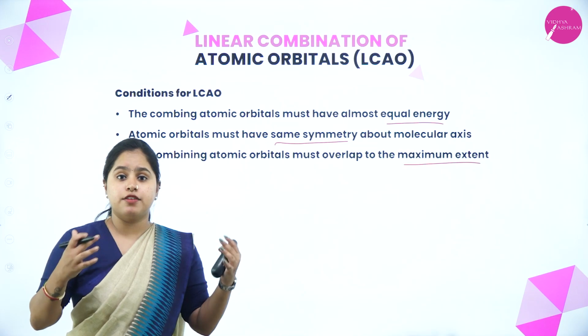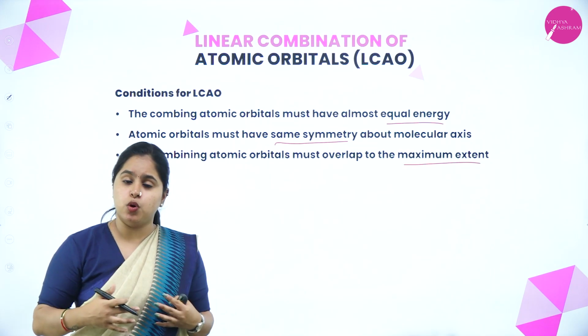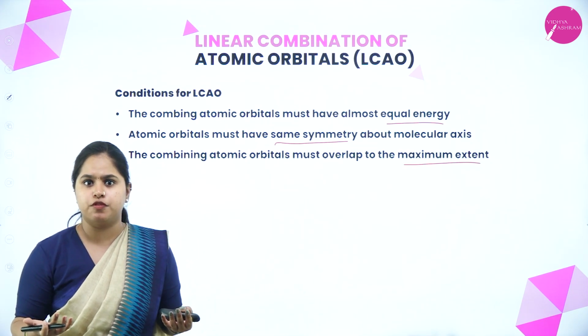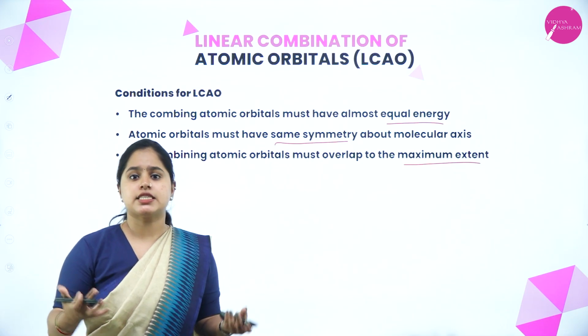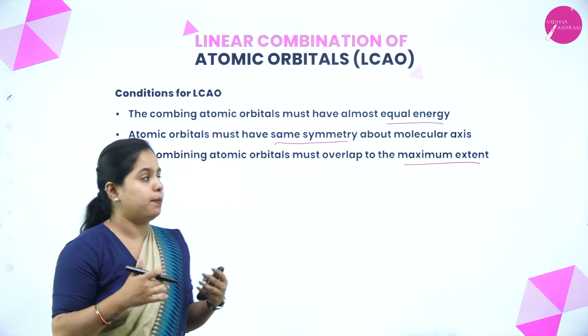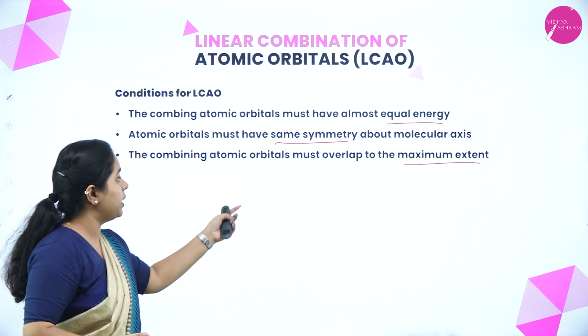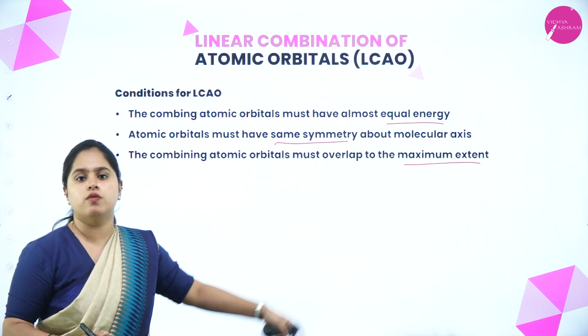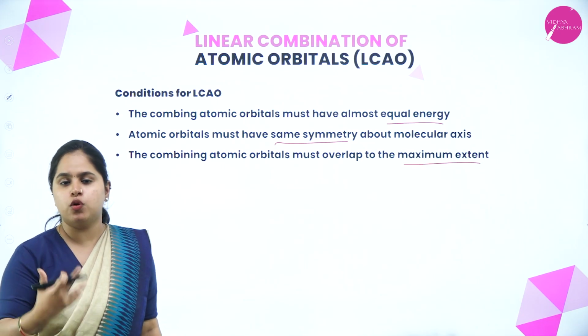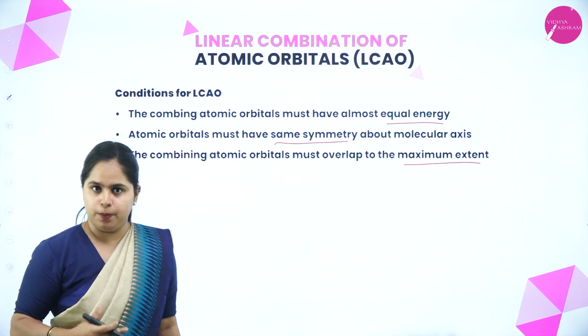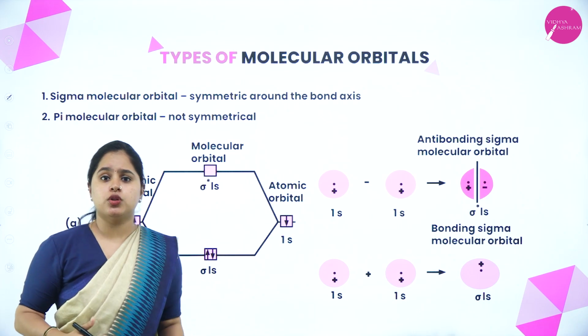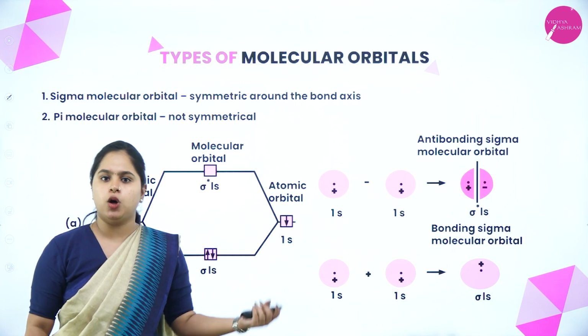So that means if their extent of overlapping is more, a stronger bond will be formed, right? We know that: the greater the extent of overlapping, the greater the strength of the bond. We have studied that. So the combining atomic orbitals must overlap to a great extent to form a strong bond. Clear? Now moving on to the different types of molecular orbitals.